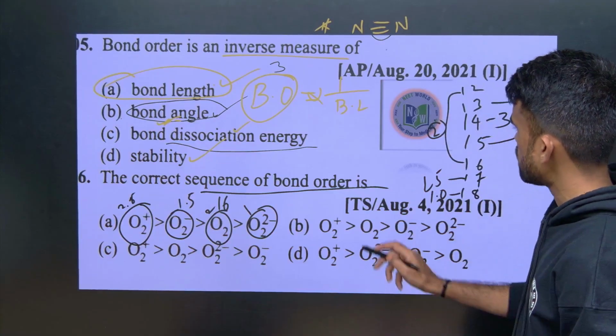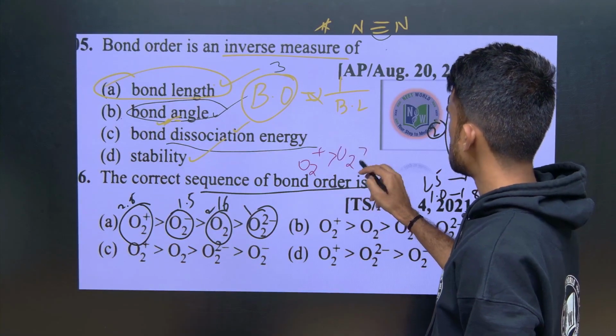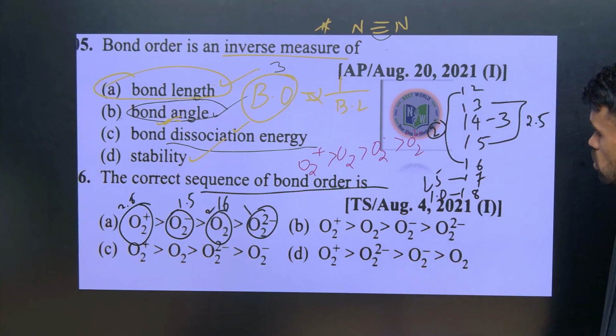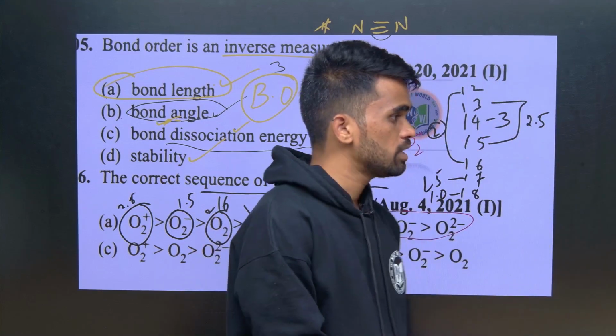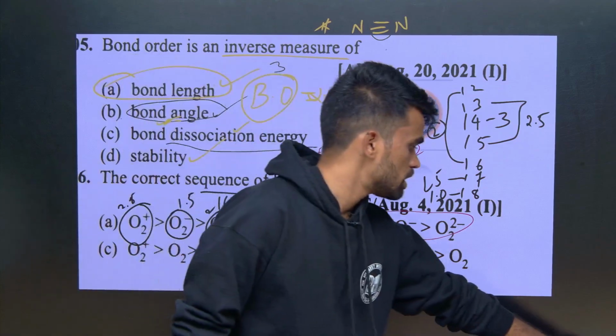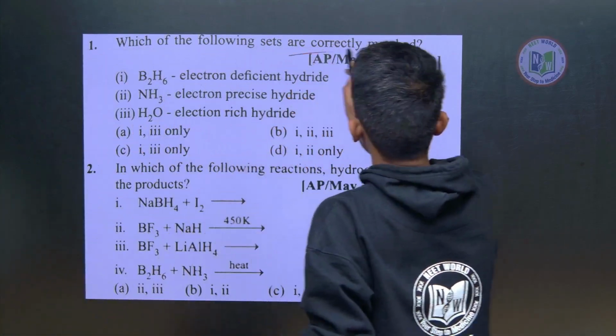So O2 plus first, then next O2, next O2 minus, O2 2 minus. This is your answer. O2 plus, yes. So we have option B as your answer, right? I hope it is clear how we are able to solve this kind of questions, right? So let's move further. Which of the following sets are correctly matched?